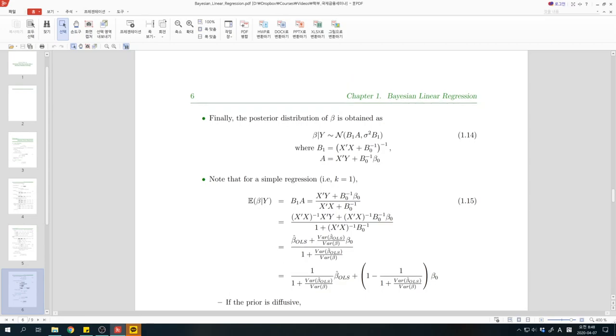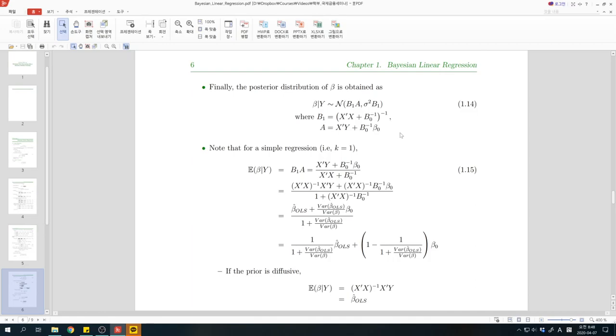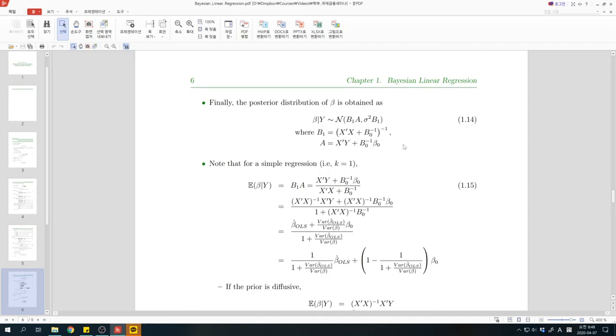Just disregard this. Here, let's go back. Suppose we don't have any prior. That means our prior is very diffusive. It means you may have your own beta 0, but you have no confidence. That means b0 must be very large, because you don't have any strong prior. Although you have a specific mean, it is just a wild guess, so there is no confidence. It means b0 is very large, or b0 goes to infinity.